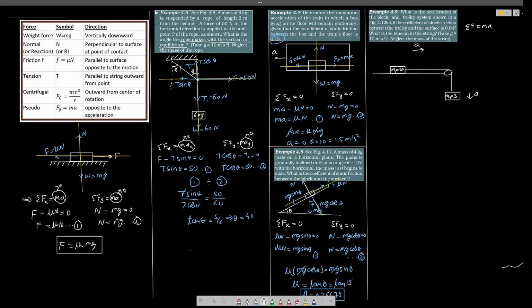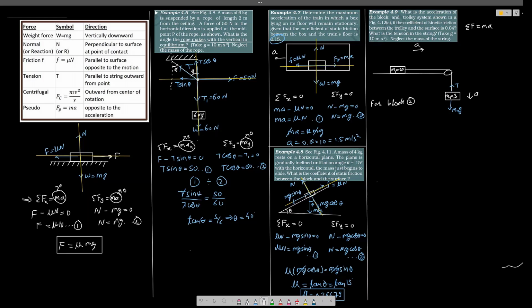Okay, now the coefficient of static friction is given 0.04, and we have to find out tension also. So let's start our forces. Initially, we'll focus on mass M2. Okay, it is cheaper that way. First force will be in downward direction, weight force M2G, right? And the another force will be tension force T. Clear?